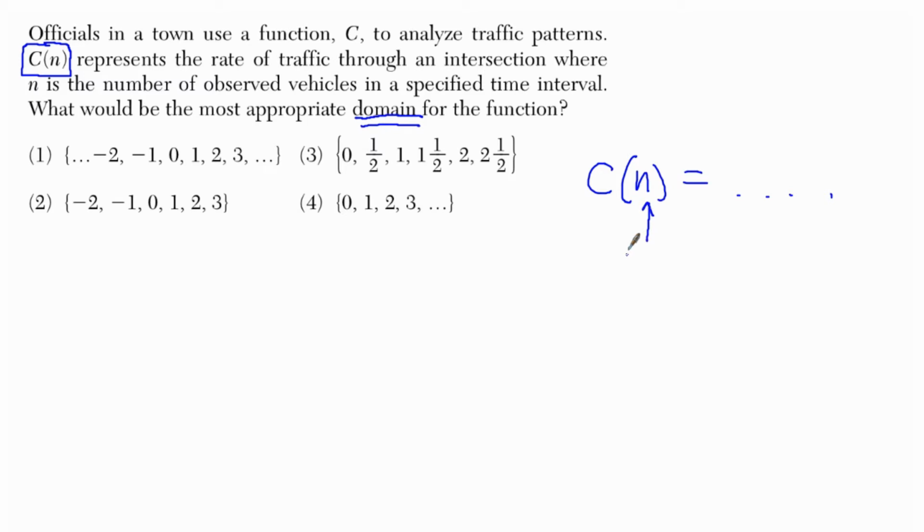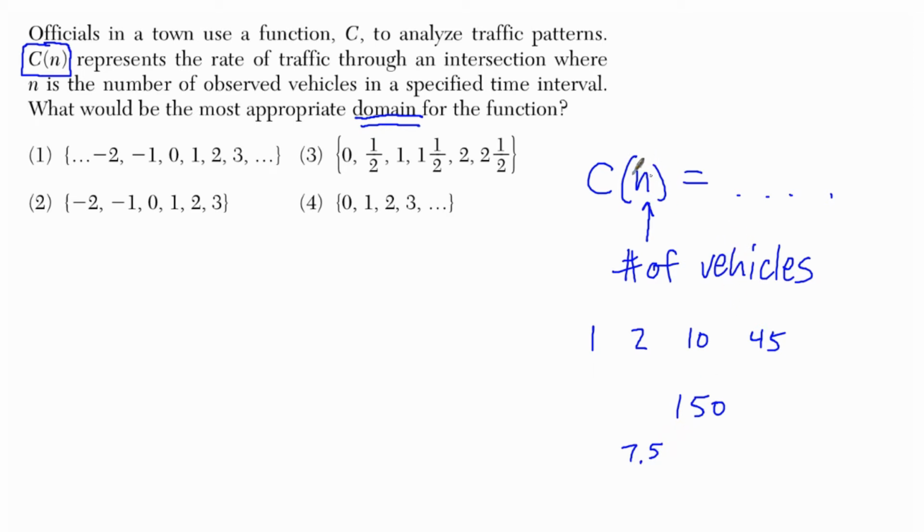If n here represents the number of vehicles, then the question about domain is, well, what values can n take on that this function could be evaluated at? Well, how many vehicles could possibly have gone through that intersection? Maybe there was 1 car. Maybe there were 2 cars. Maybe there were 10 cars. Maybe there were 45 cars. Maybe there were 150 cars going through that intersection. What about 7.5 cars? Could you have 7.5 cars go through? Well, no, not really. You can't really have half of a car.